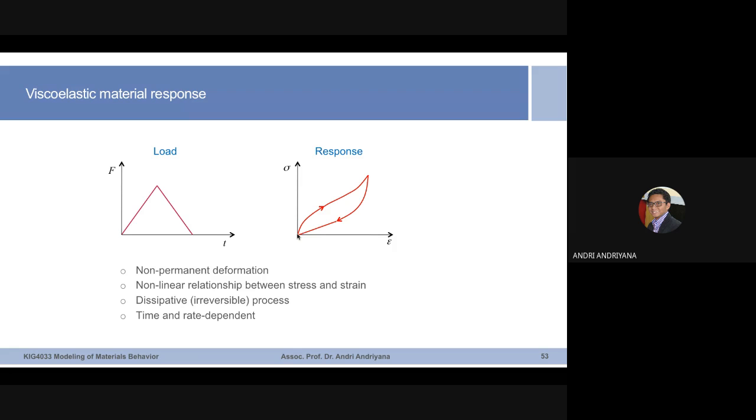Okay, so this kind of stress strain curve can be characterized by certain aspect here. First is that typically it is non-permanent deformation. Your material seems like it still returned to its initial shape. It returned to its initial shape. Okay.